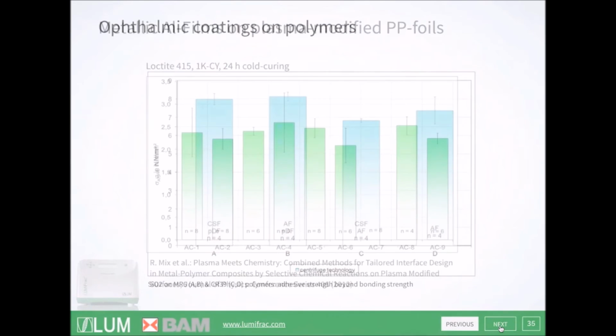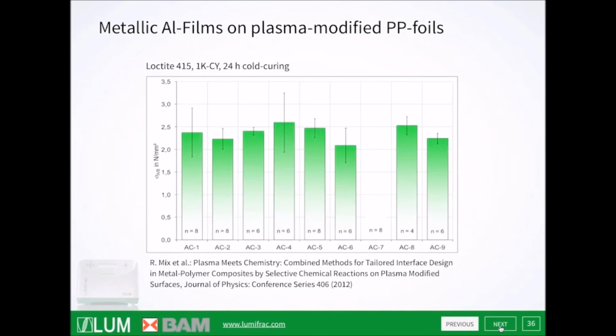The third and last example demonstrates metallic aluminum films on plasma-modified polypropylene foils. To increase adhesion of aluminum on polypropylene, a plasma modification of the polypropylene foil was applied, resulting in an adhesive strength of about 2 to 2.5 MPa.